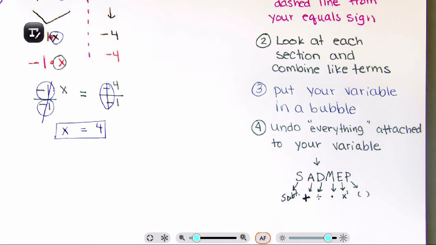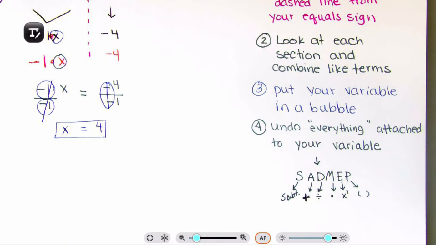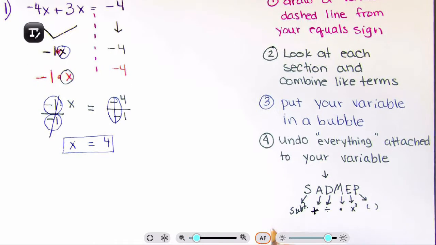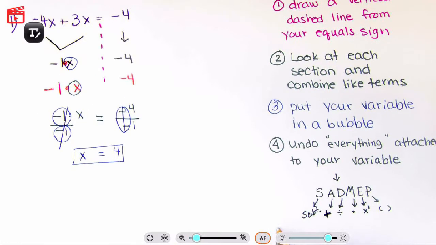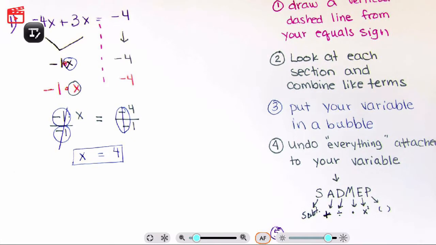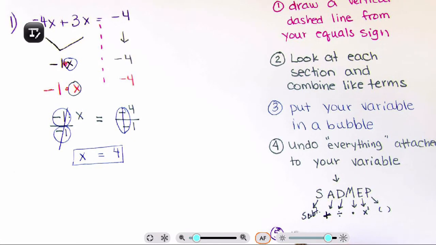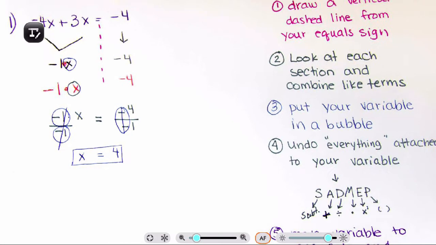We've done that. And then I'm actually going to add a few steps because although these steps work for this example, I want to make sure that these steps work for all examples. So I'm going to add a step number 5. And step number 5 is move variable to one side and numbers to the opposite side.